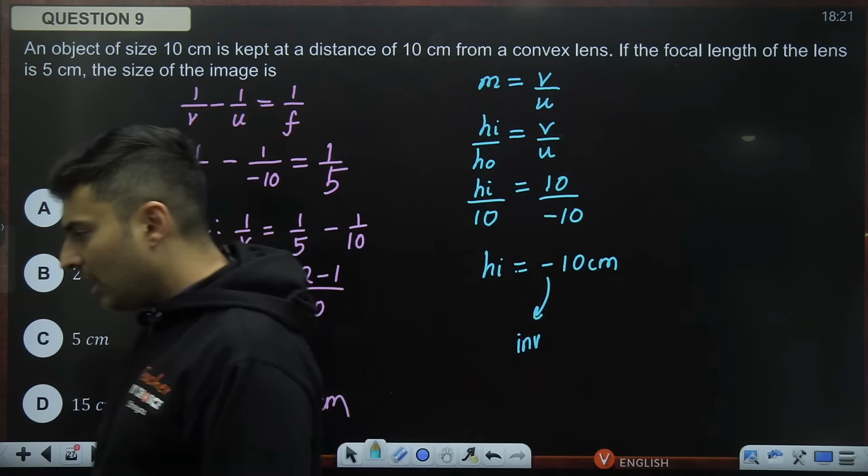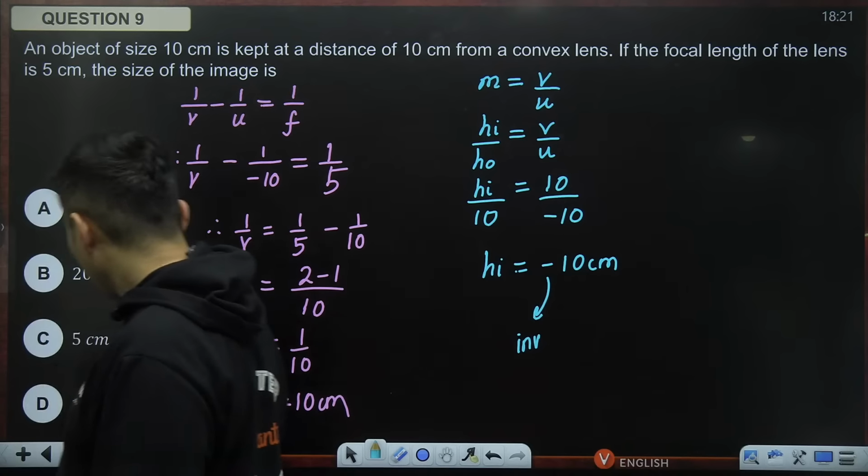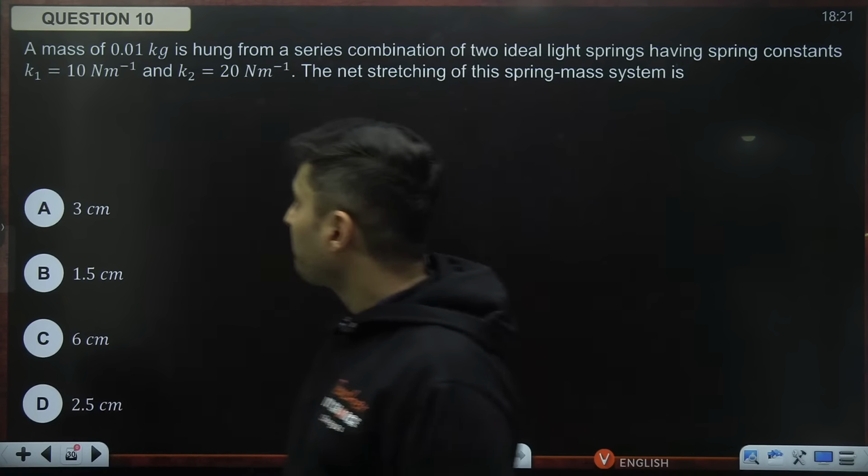Yeah, option A. Very good, Rohit. Sri, Lewis Hamilton. Amazing, man. Amazing. Moving on to the next one.